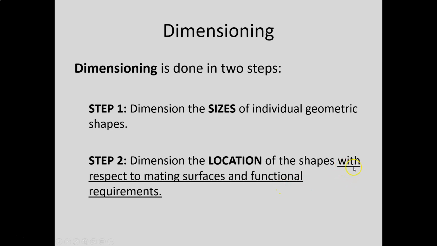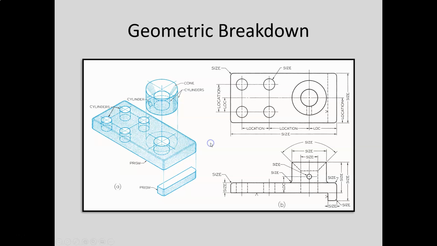Needless to say, we don't have a lot of that information, especially in this class. In later classes, we try to define that a little bit closer. But suffice it to say that for step number 2, we're going to be making up some stuff in terms of the location of the shapes. Or excuse me, in terms of the mating surfaces and functional requirements. Okay. But I'll help you understand what that is. Okay. So step number 1, dimension the sizes of individual geometric shapes. Step number 2, dimension the location of those shapes. All right. So let's see how this is done.